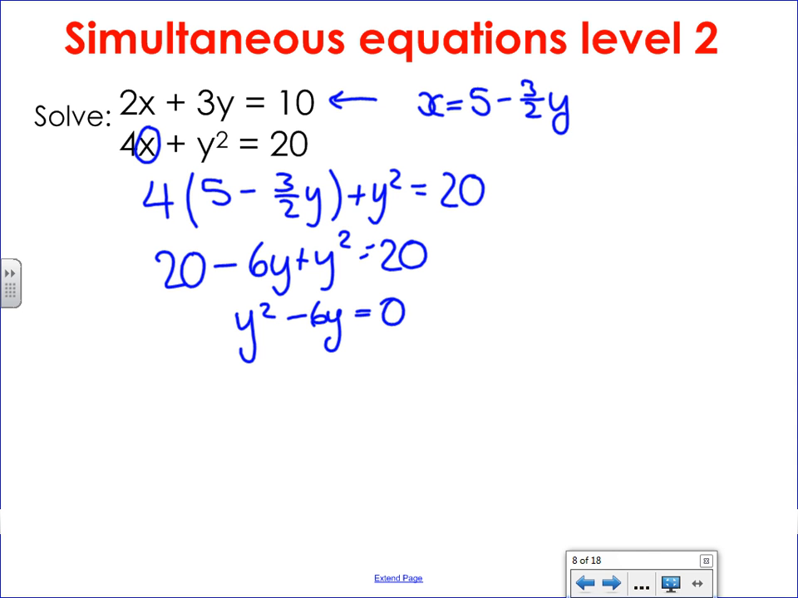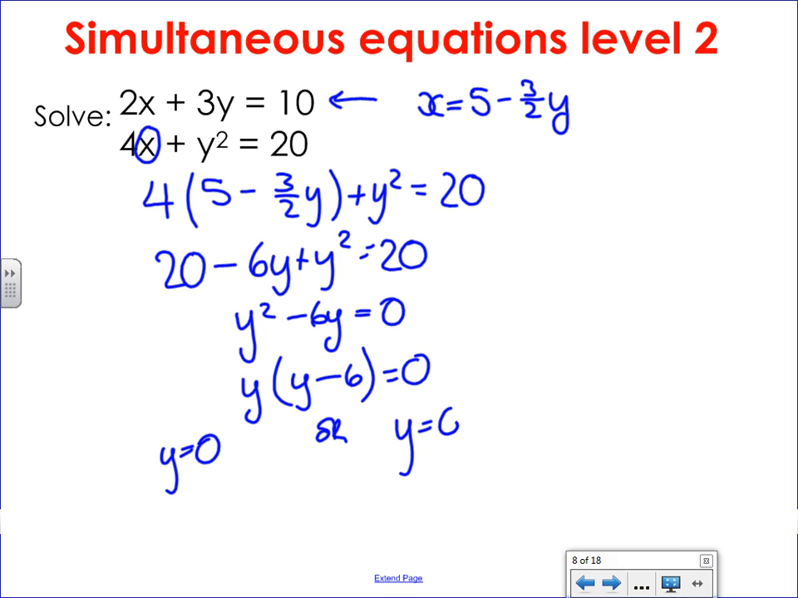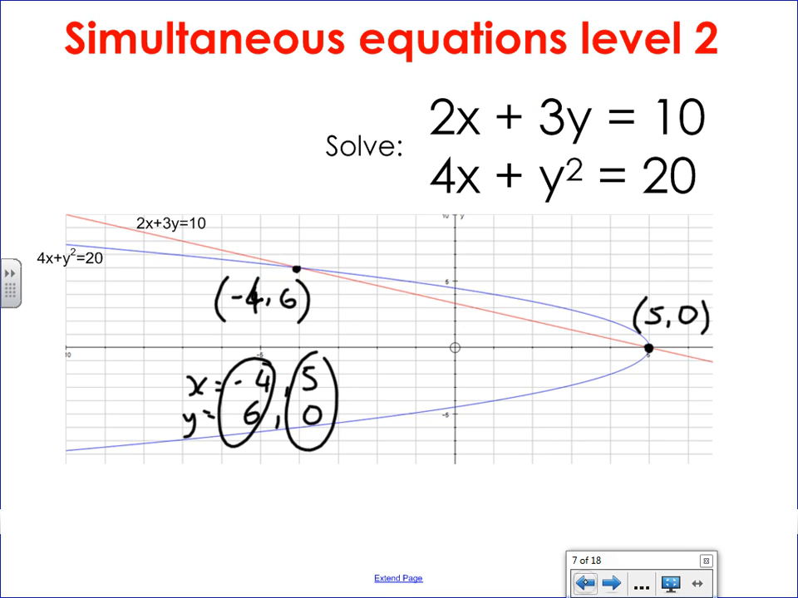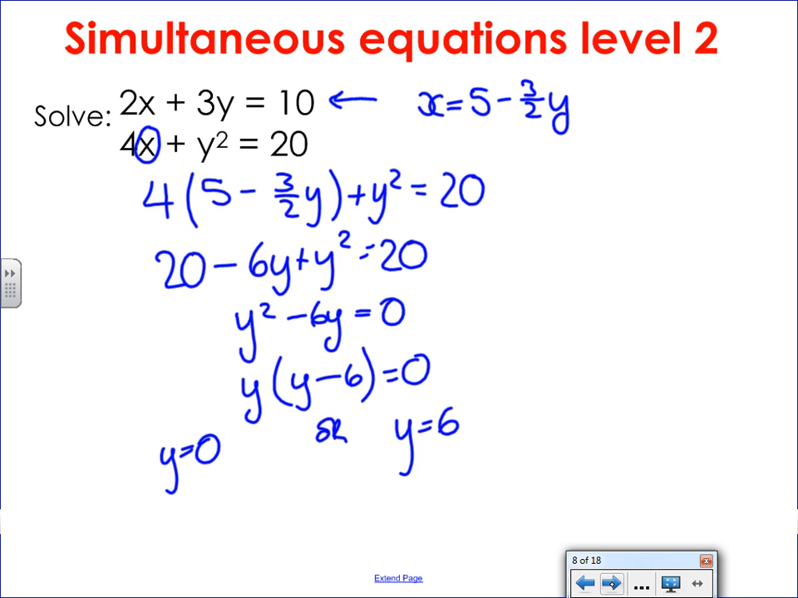We always solve quadratics in one of 3 ways: factorising, completing the square, or the formula. I think in this case you can probably factorise it quite easily. It's y common, so y is 0 or y is 6. Perfect. If we look back, we already sneakily knew the answers, so we've got the 6 and the 0. Once you get your 2 answers, or 1 answer, for y, remember to take these back to the easy equation. Always use the easy equation to get the other coordinate.